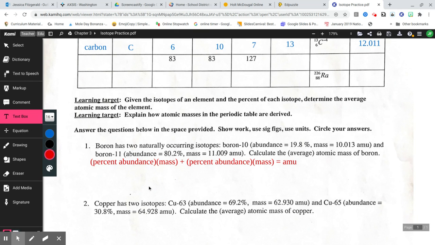So in our first one, we have boron, which has two naturally occurring isotopes. We have boron 10 that has the abundance of 19.8%, and the mass of 10.01 AMU. And boron 11 has the abundance of 80.2% and the mass of 11.09 AMU. Calculate the average atomic mass of boron.